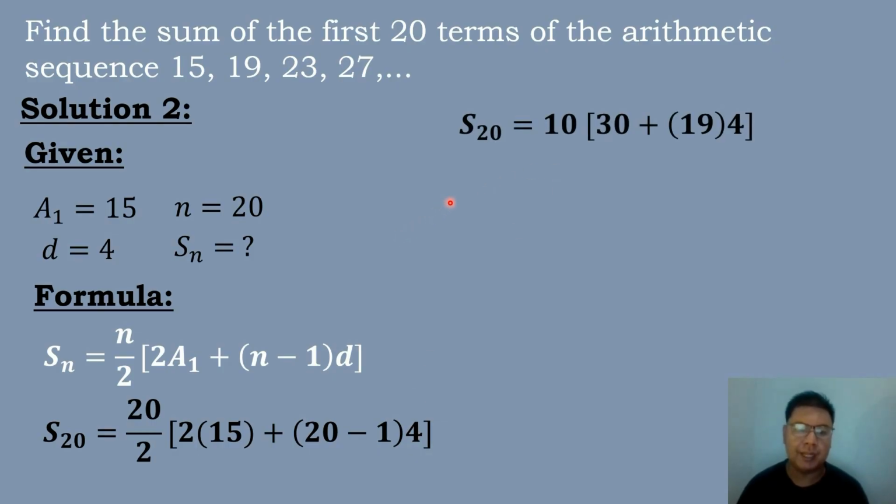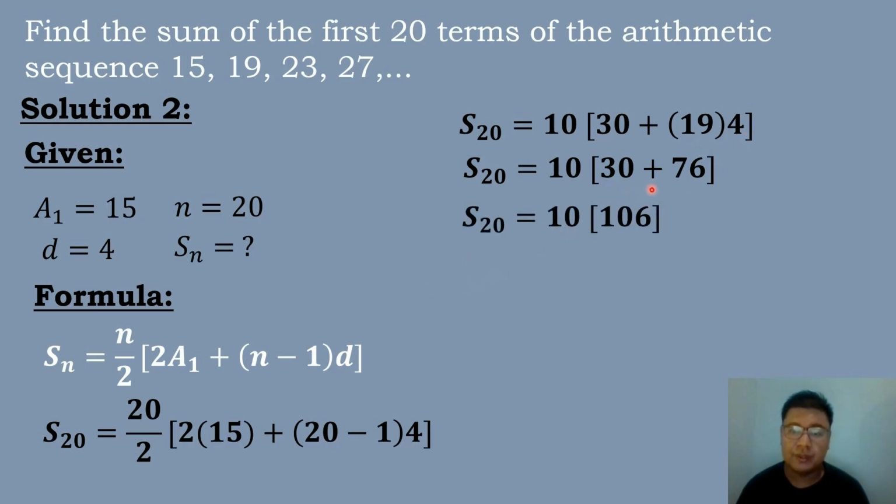And then we will simplify. S sub 20 is equal to 20 divided by 2 is equal to 10. And then after that, 2 times 15 is equal to 30, plus 20 minus 1 is equal to 19 times 4. And then after that, bring down S sub 20 equals 10. Quantity of 30 plus 19 times 4 is equal to 76. And then 30 plus 76 is 106. And then 106 times 10 is equal to 1060.